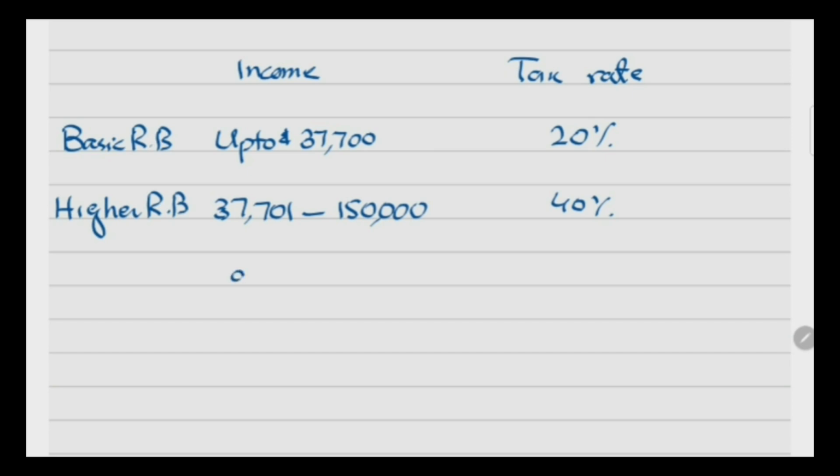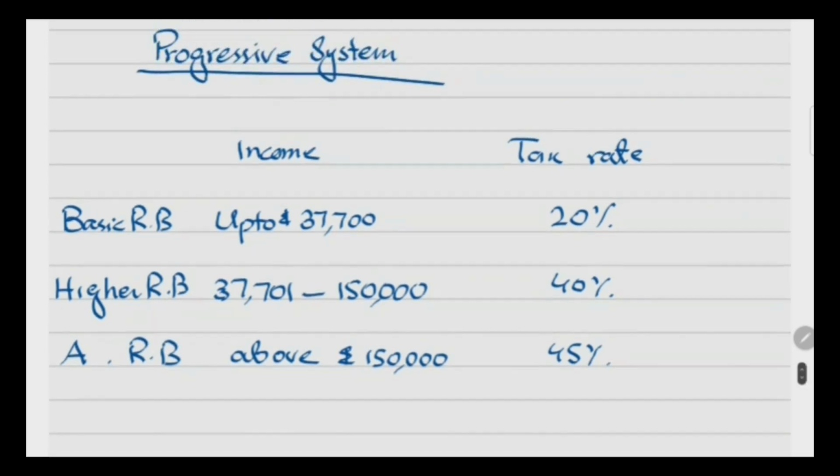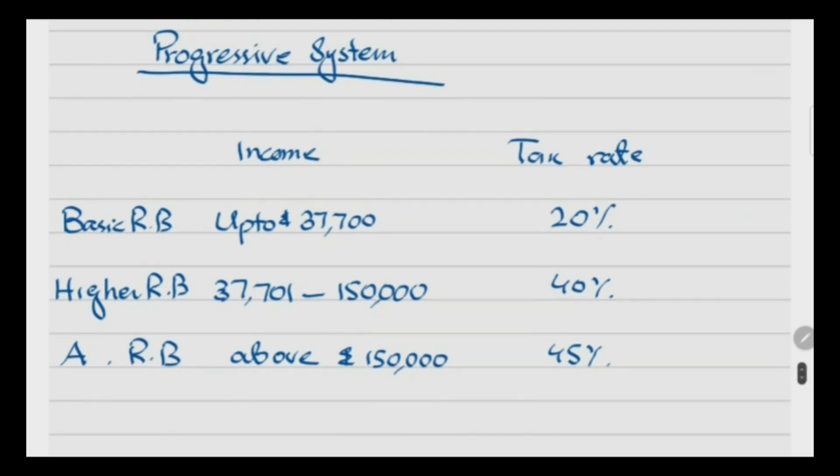And above, if an individual has an income above £150,000, he has to pay tax at the rate of 45% on the income in excess of 150,000. So this is known to be additional rate band. So these three rate bands represent the progressive system. As the income rises, the tax rate also rises.